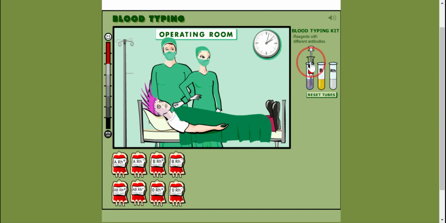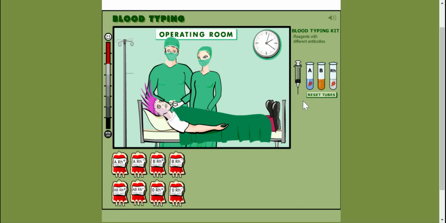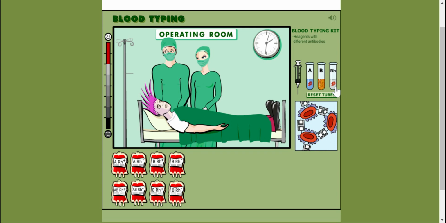So here we go. Okay, so consider what those results tell you. What kind of blood type does he have? And hopefully we should see there was agglutination in the A, meaning that is present on his cells. So he is type A. He is negative for B, so type A blood, and is also Rh positive.